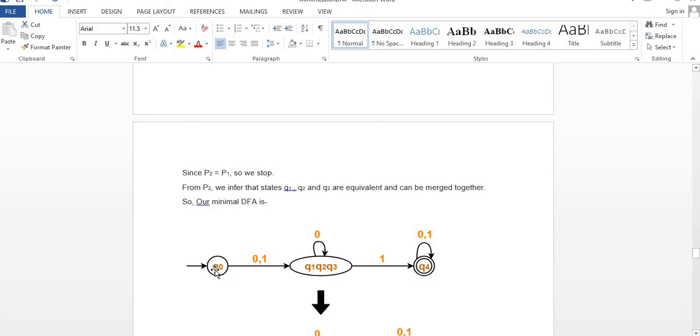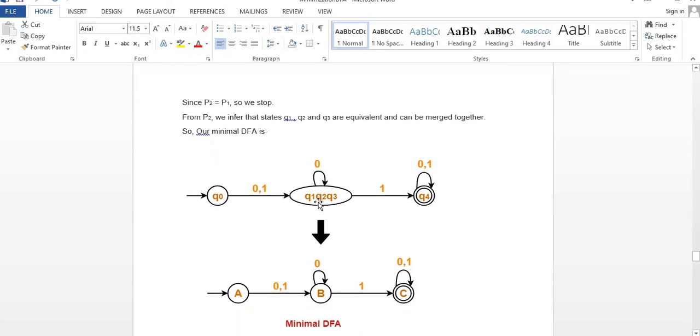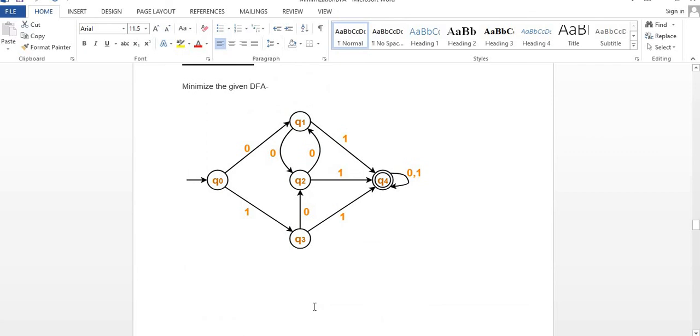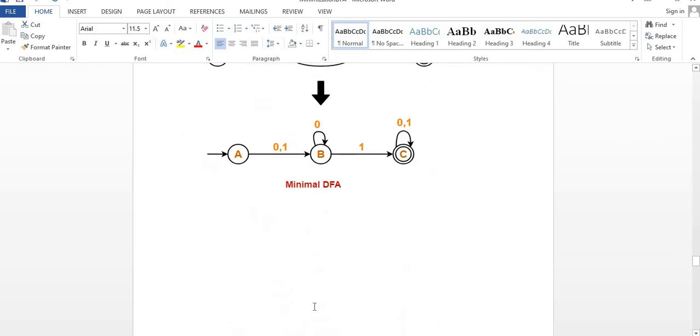Now Q0 is indicated by A, Q1, Q2, Q3 are indicated by B and Q4 is indicated by C. So our minimal DFA will be A on 0 to B, A on 1 to B, B on 0 to B, B on 1 to C, C on 0 to C and C on 1 to C. So this is our minimal DFA for 0 1 or 1 1 0 or 1 star.